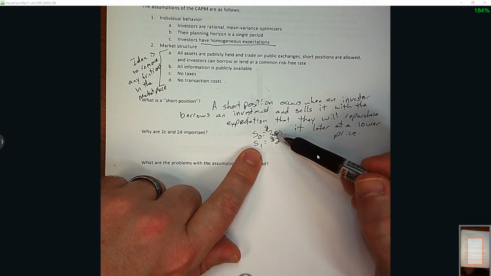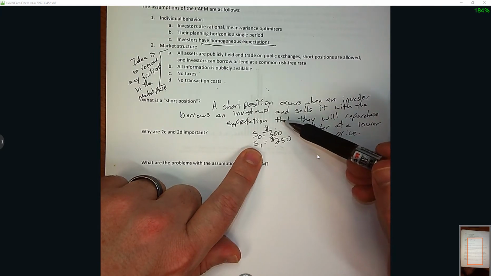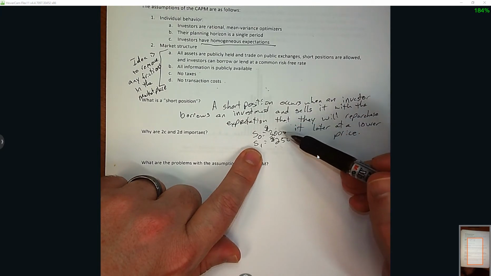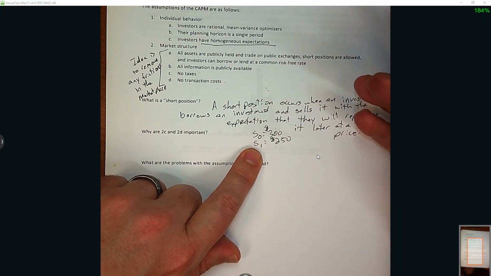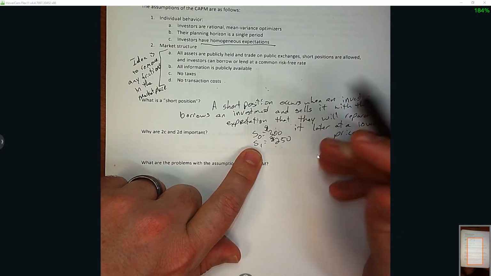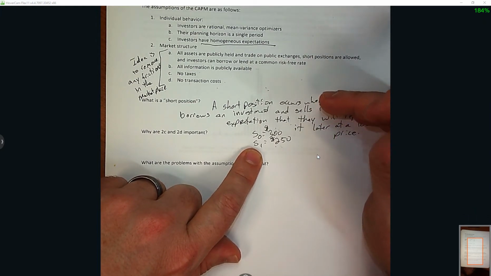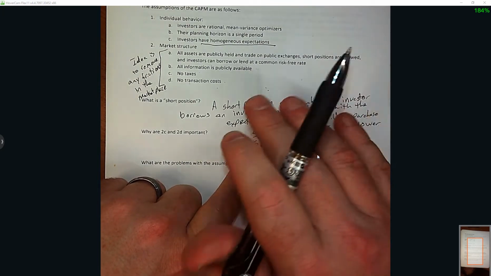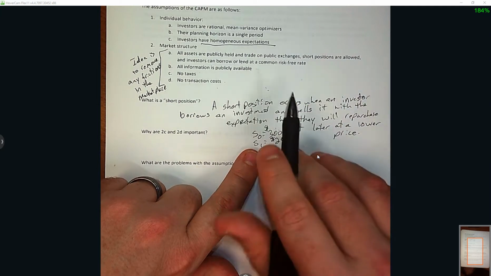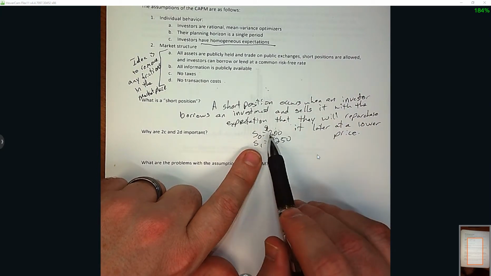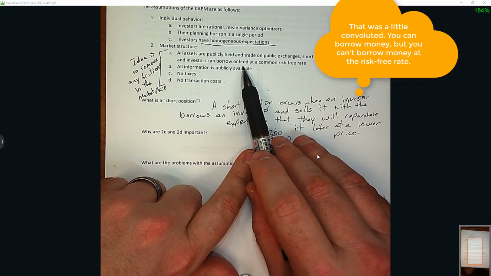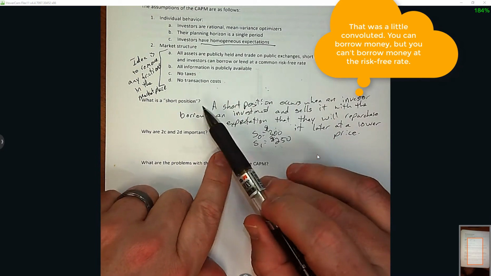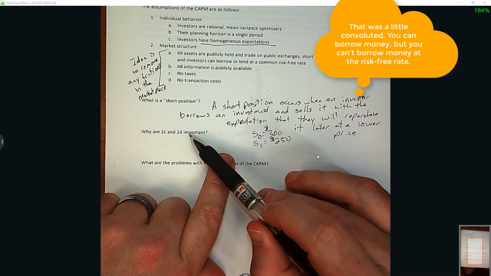At a certain point, if you aren't making up that difference, so let's say the stock price goes up to 350 and you're not putting in the extra money so they can repurchase the stock at the higher price, they're going to go ahead and call your position, and they're going to make you at that point repurchase the stock at the higher price, and so you can lose money very easily that way. So that's how a short position works. Short positions are allowed. However, you cannot borrow the money, so oftentimes people will borrow money for their margin at the risk-free rate.